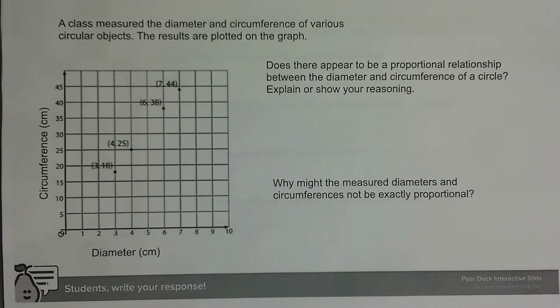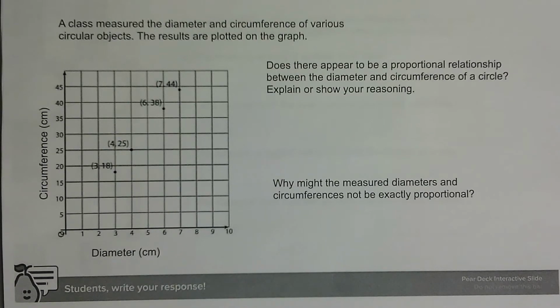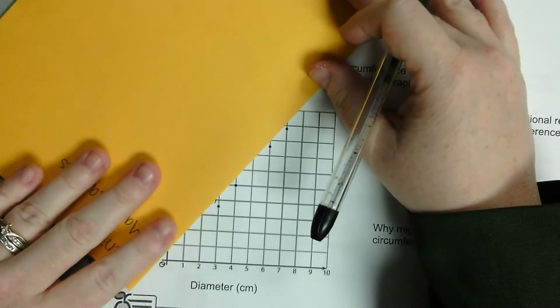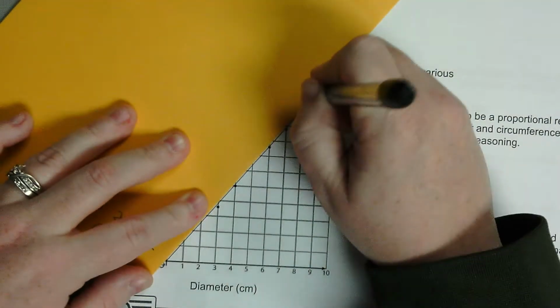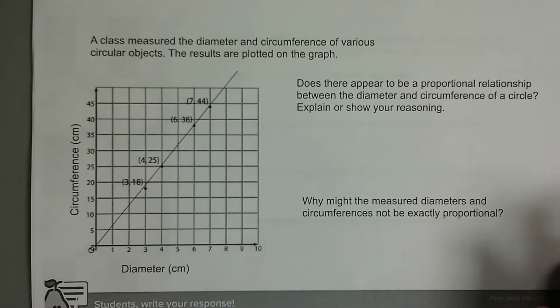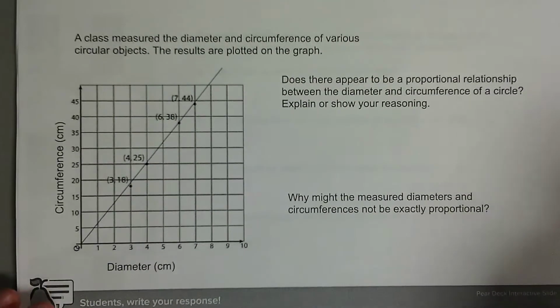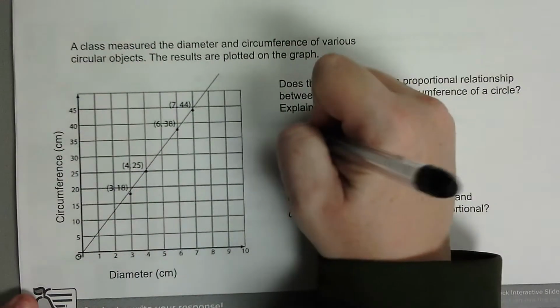So remember, we did this activity in class a couple weeks ago. We had all the different circular shapes and we were measuring them. And if we were to take a straight edge, we would see that they are pretty proportional. Not 100% on the line, but it's pretty close. Yes, we think it appears to be proportional.